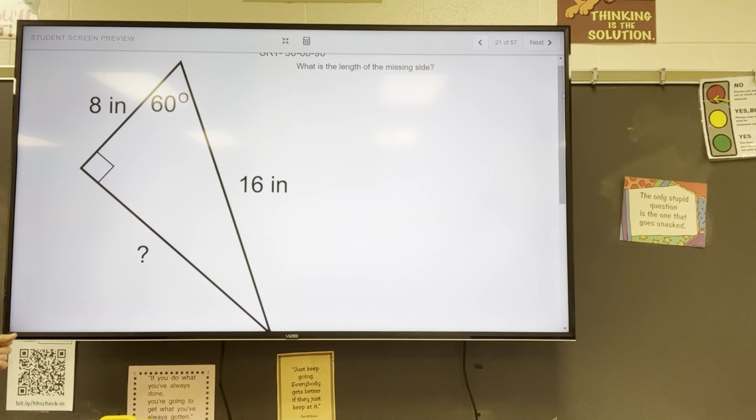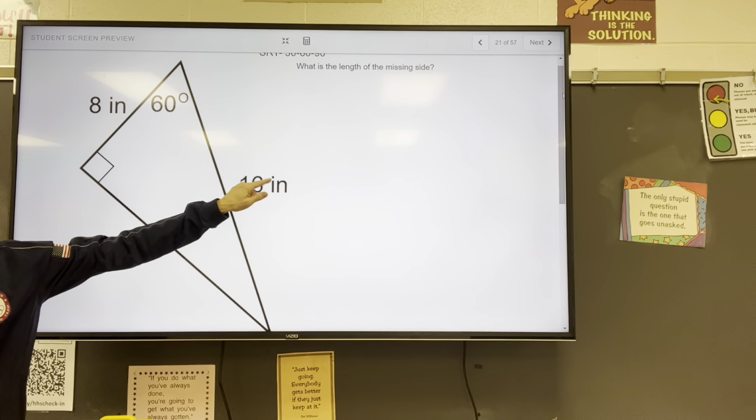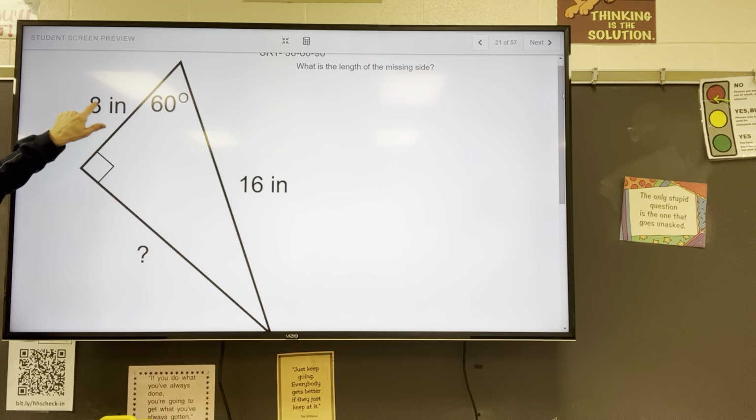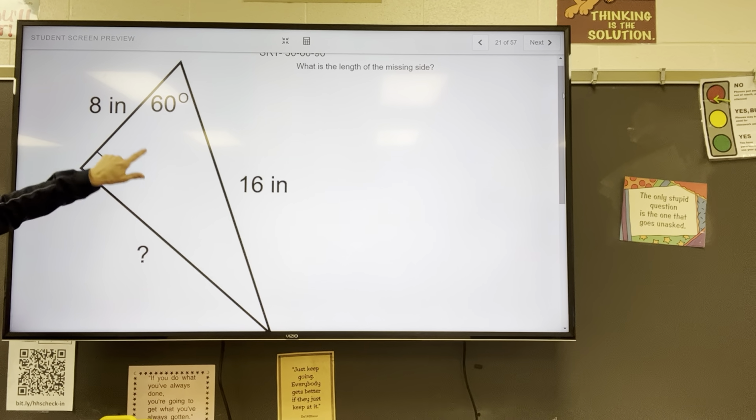So, okay, short side is 8. The relationship between the short side and the hypotenuse is just times 2, which is where the 16 comes from. The relationship between the short side and the long side is what? Times, what's the other relationship? Look back at the previous slide.